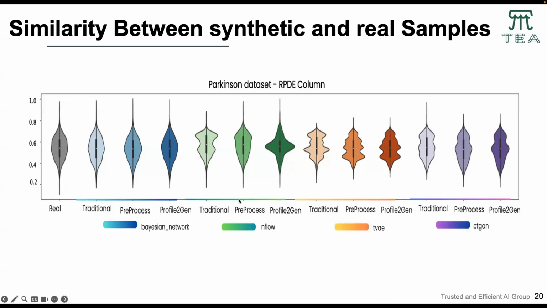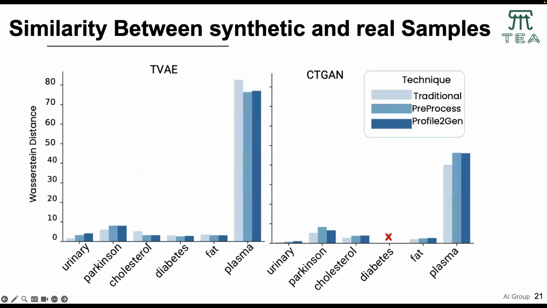And we can see that through the profile 2G, this is quite similar. And also this is, oh, this is not that similar. So they just compare the similarity this way. And we also consider the similarity between the synthetic data and real samples through a bar graph.